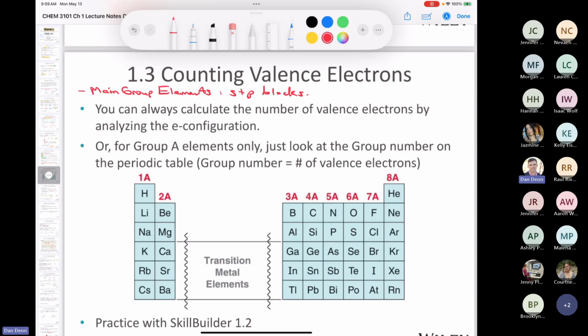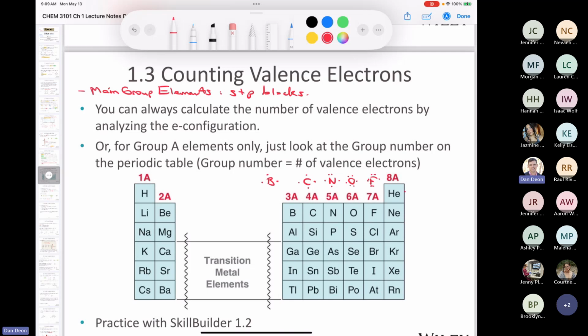So what you're going to do is look at the group number, if it's the A number, and that tells you the number of valence electrons. So group 1A, everything has 1 valence electron. Group 2A, everything has 2 valence electrons. Group 3A, everything has 3 valence electrons. So for example, boron, its Lewis structure would have 1, 2, 3. Carbon is group 4A, it has 1, 2, 3, 4. Nitrogen has 5, so 1, 2, 3, 4, 5. Oxygen has 6, 1, 2, 3, 4, 5, 6. Fluorine, chlorine, bromine, and iodine all have 7, like that.